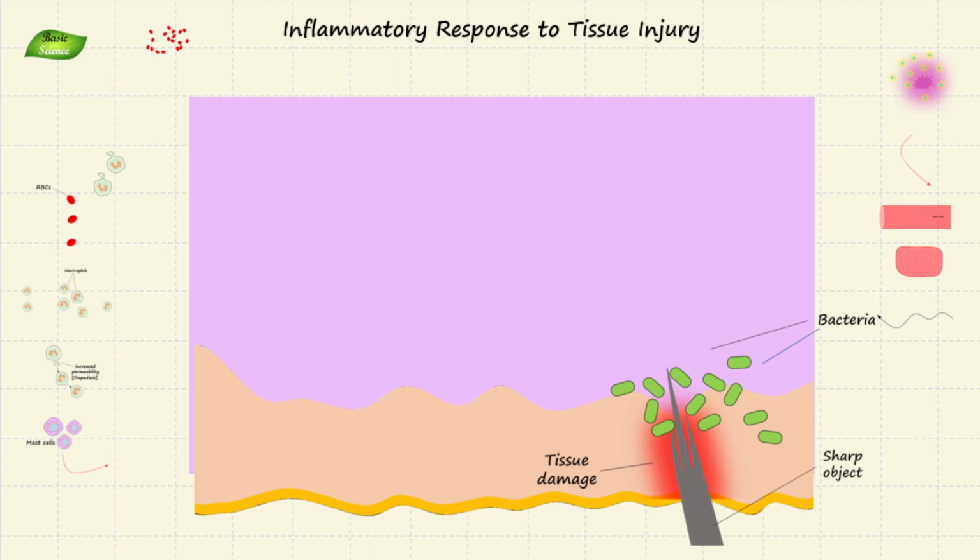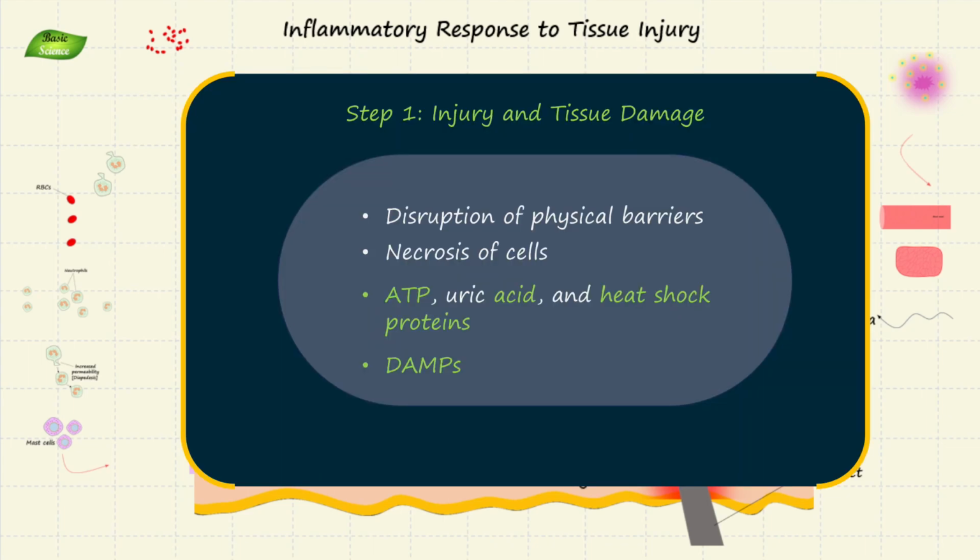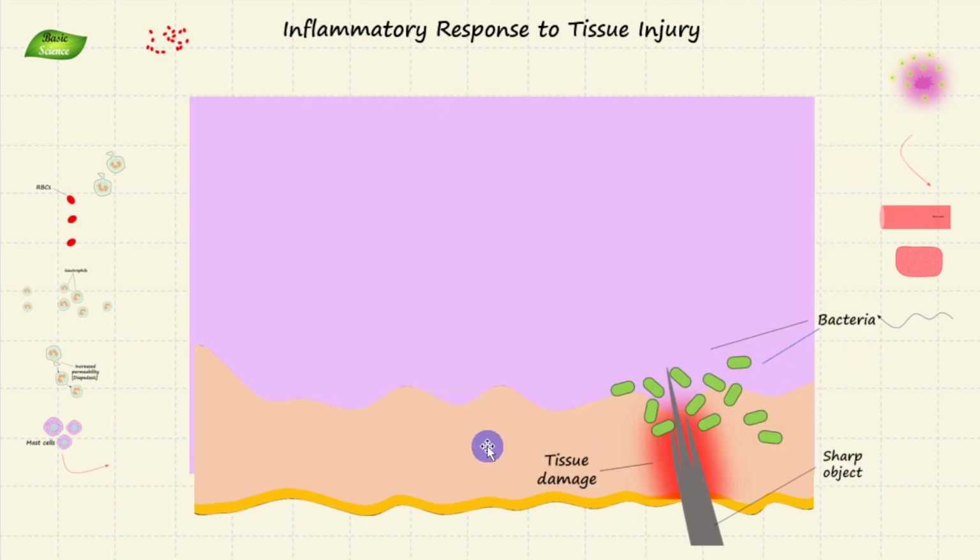Step one is the disruption of physical barriers such as skin or epithelial lining. And the second one is necrosis of the cell at the site of injury, where you will have release of ATP molecules, uric acid molecules, and also heat shock proteins. They are going to be released, and most of the time we'll call them DAMPs, which is damage-associated molecular patterns. So this is step one, where we are facing all these events all together, and our body is trying to respond against that, right?